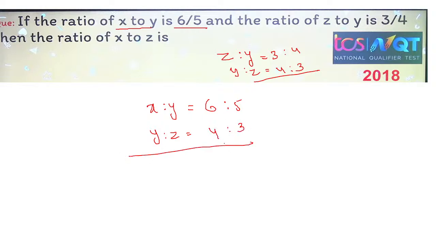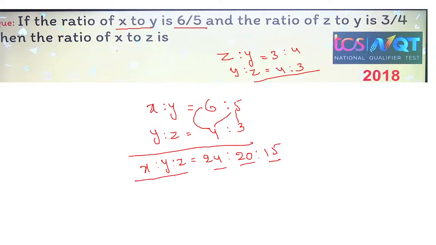And easily you can identify x is to y is to z. How to write this one? Just look here. First you have to do 6 into 4, 24. 4 into 5, 20. And 5 into 3, 15. So x is to y is to z, what is the answer? 24 is to 20 is to 15.